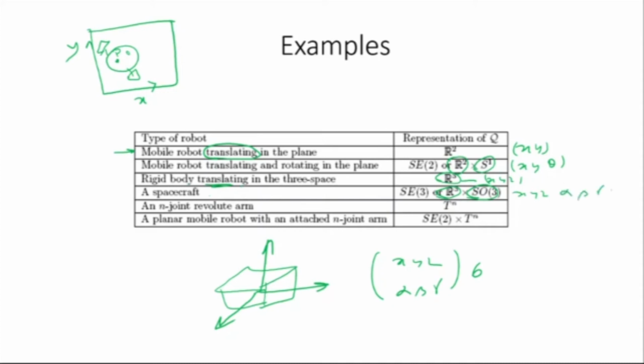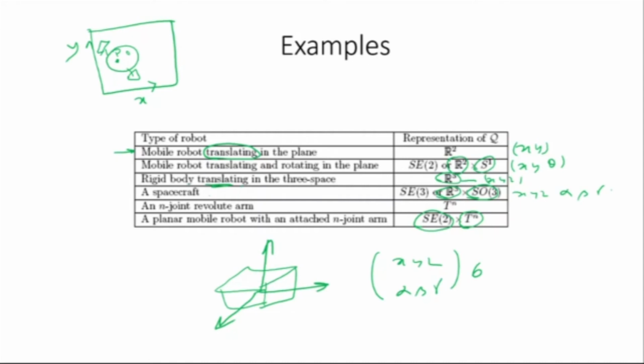Right. Now an n-jointed revolute arm has T raised to n. A planar mobile robot with an attached n-jointed arm has a planar mobile robot, which is planar, so it has SE2, plus the arm has T raised to n. So this is basically giving you examples of the degrees of freedom of different kinds of robotic systems.